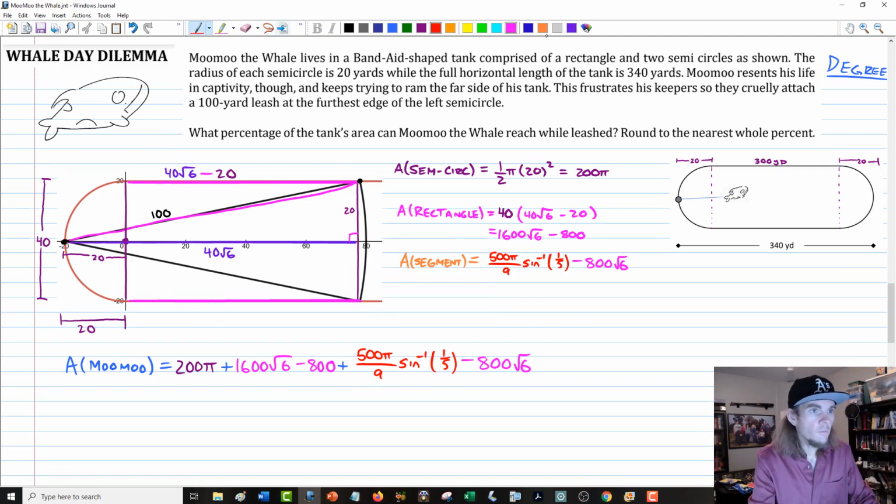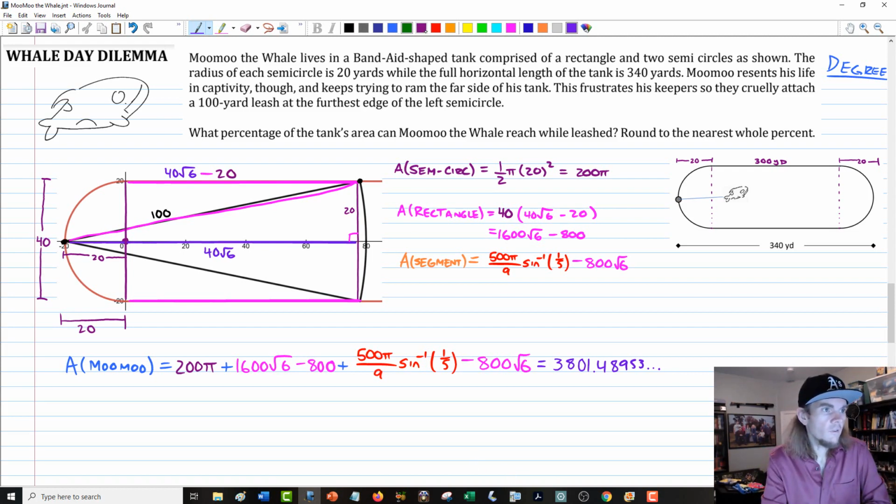And we have the decimal value for that. This is going to be equal to, and we'll keep it exact here so that we make sure that we get it correct, again keeping things in degree mode, it appears that this is going to be equal to 3,801.48953... So there's our first piece. That's the area that Moo can access.